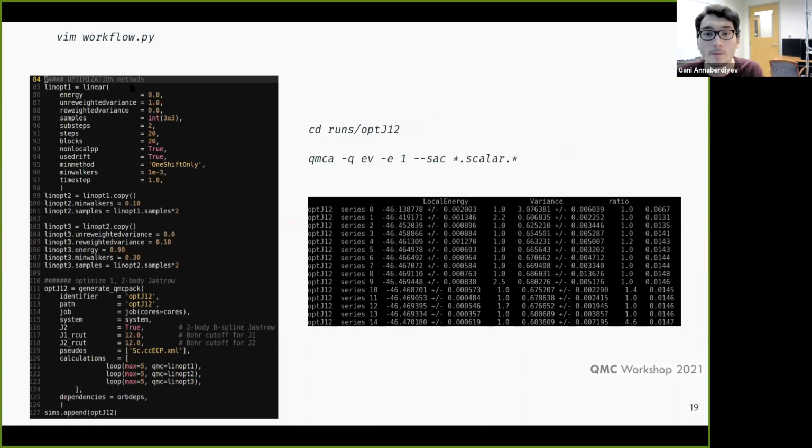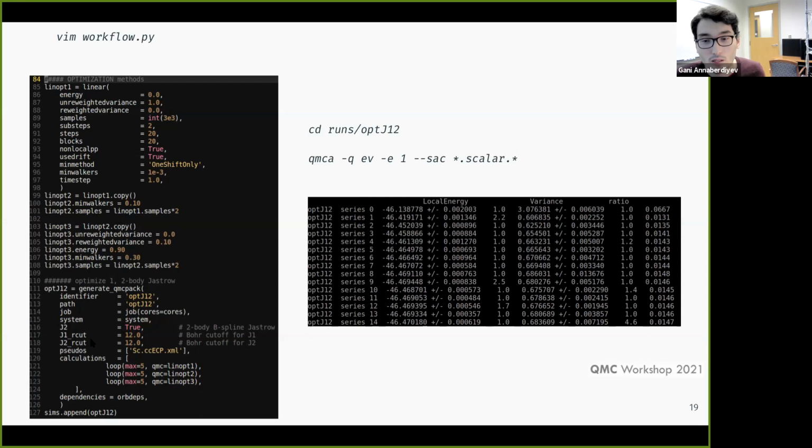Later on, here I'm defining my optimization procedure. Here I'm defining the number of samples, the minimization method, and then this is the first optimization procedure. The second procedure uses more samples. As you can see, it essentially doubles the number of samples in each increment. And in this case, I'm defining optimization for Jastrow 1 and 2 bodies.